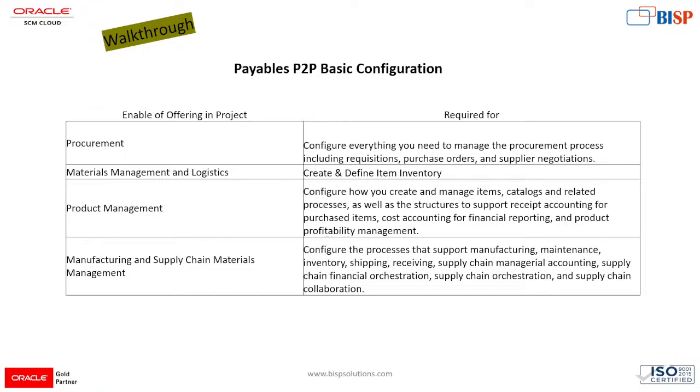First, you have to enable offerings for P2P procurement. You have to take the offerings related to your procurement, everything you need to manage the procurement process during requisition, purchase order and supplier negotiation. That's why you take the procurement offerings. Then material management and logistics, to define the inventory and items. The product management, how to create and manage items, catalogs, related process structures and support, receipts accounting, purchase item cost, accounting of the financial reports, and the product profitability managers.